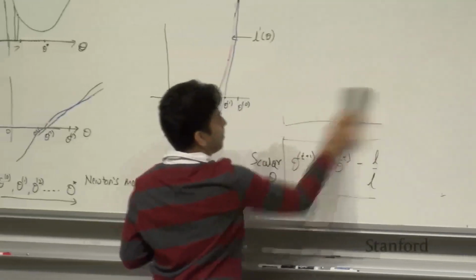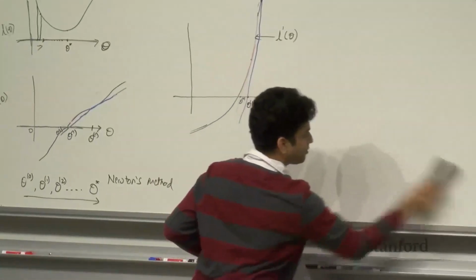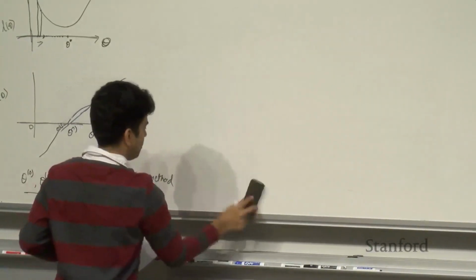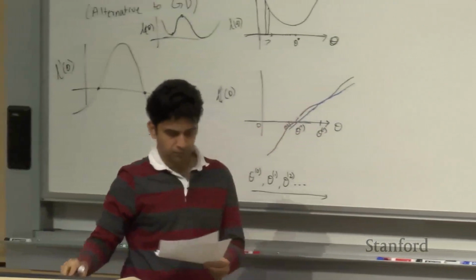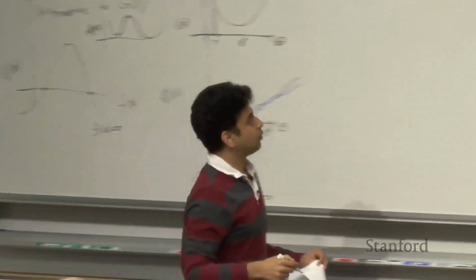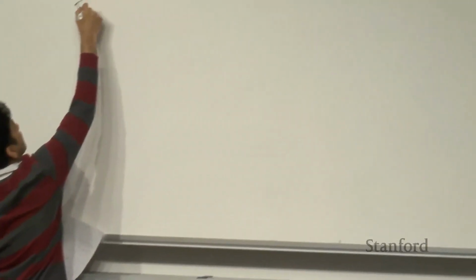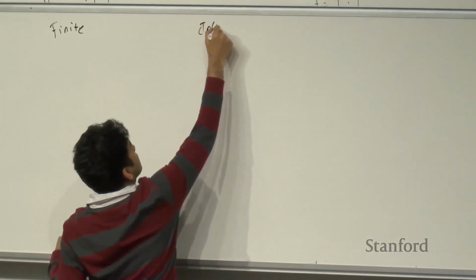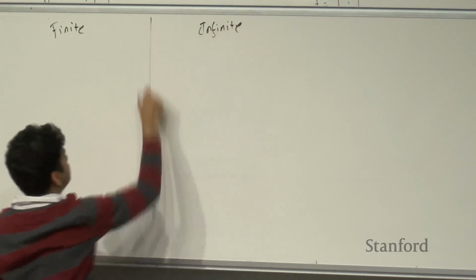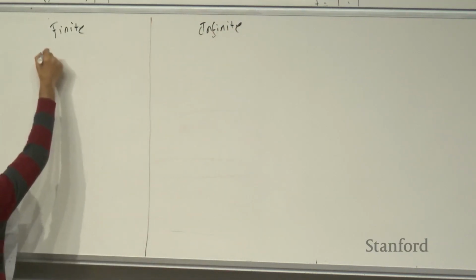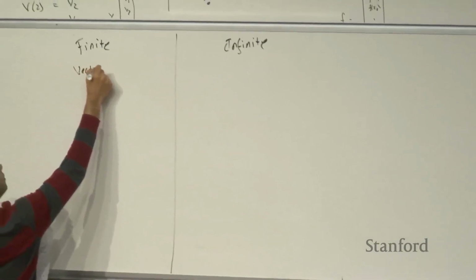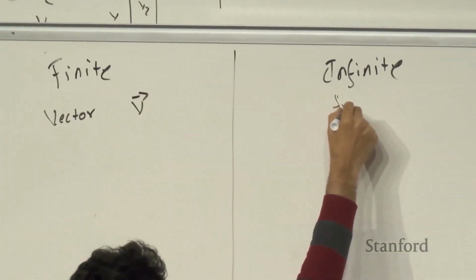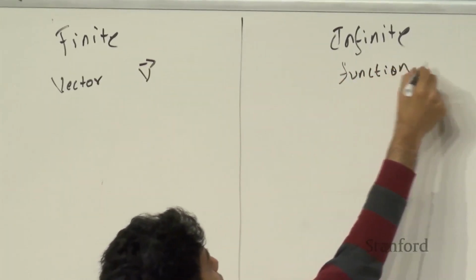let's draw comparisons of different concepts. So on the one side, you're going to have the finite case, and the infinite case. Right? In the finite case, you have a vector. I generally call it v. And in the infinite case, you have a function. Let's call it f of t.